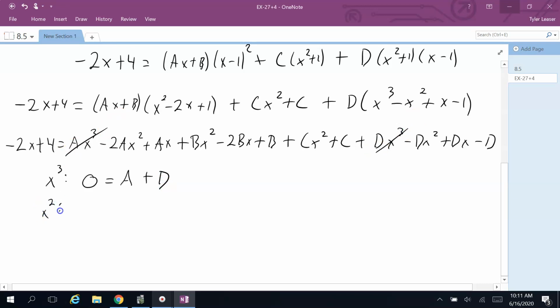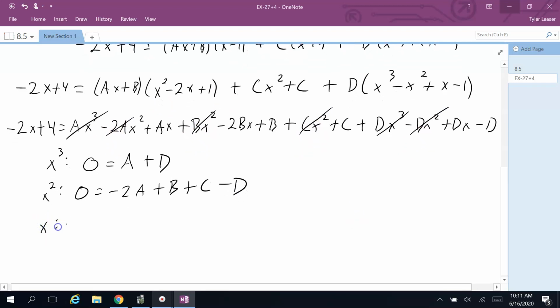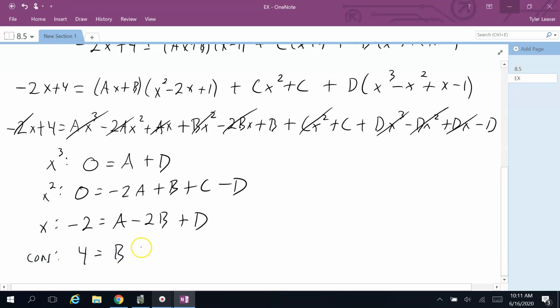For my x squared terms, I have 0 on the left. I have a negative 2a, a plus b, a plus c, and a minus d on the right. Now I have my x terms. I have a negative 2 on the left, a negative 2b, and a plus d on the right. And then finally I have the constant terms. So 4 on the left. Looks like I have a b plus c minus d on the right.